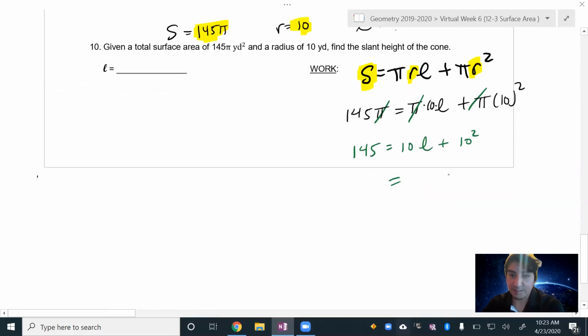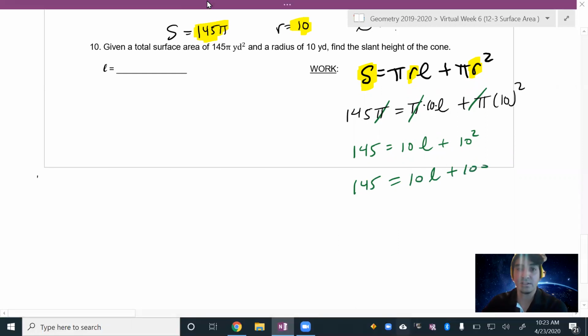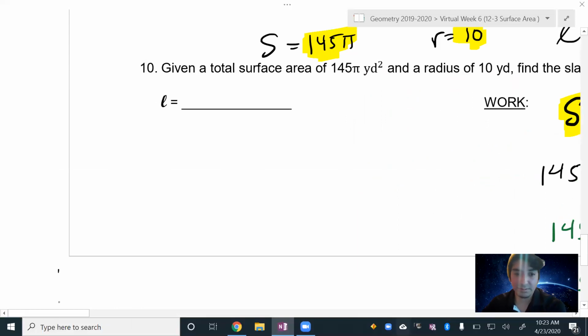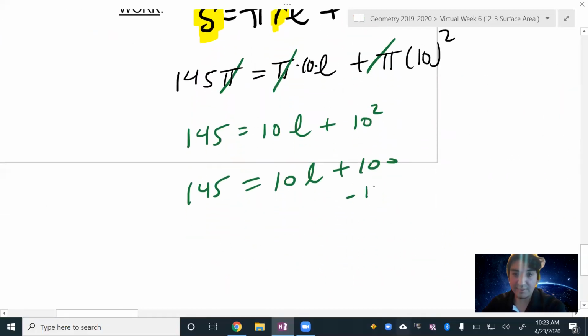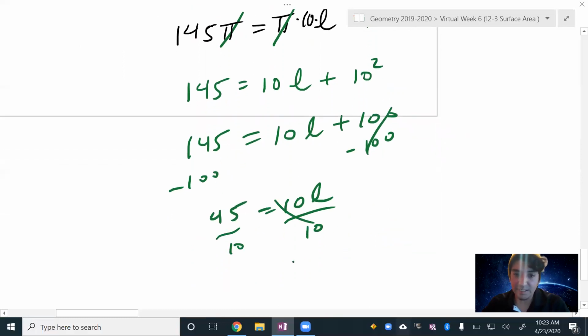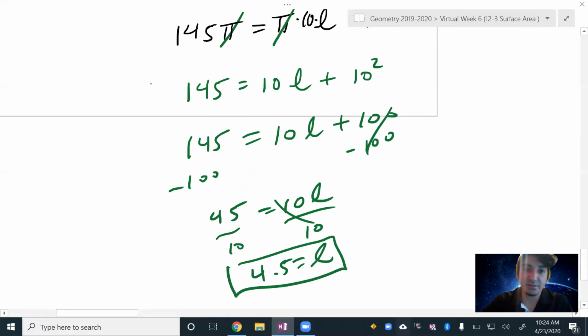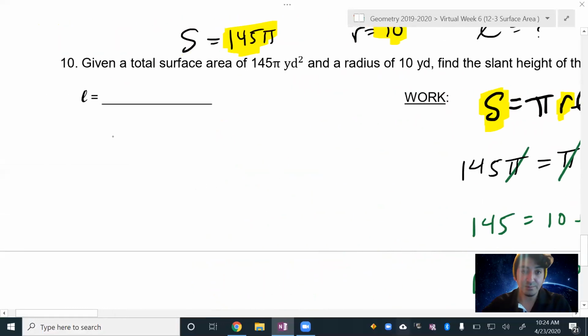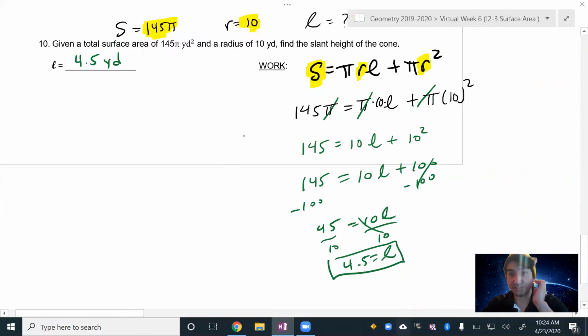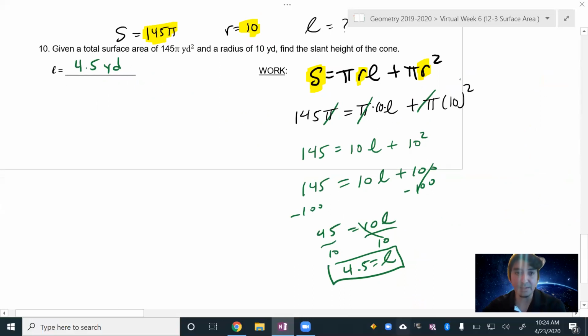And so now from here, let's make another row. 10L plus 10 squared, 10 squared is 100, guys. So that means minus 100, minus 100. And so that means that's going to be 10L, and that's going to be 45 left over. Then you can divide by 10, and my L is going to be 4.5. So this is going to be 4.5 for this problem. That's going to be the slant height, so 4.5 yards. So there you go. That's the one for the slant height of a cone and how to find it when you're given the total surface area.